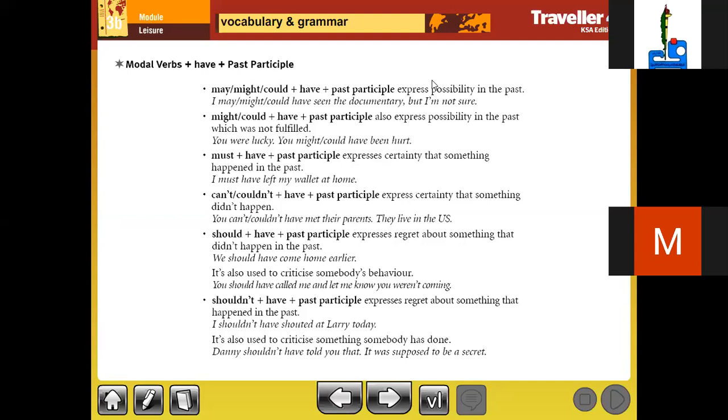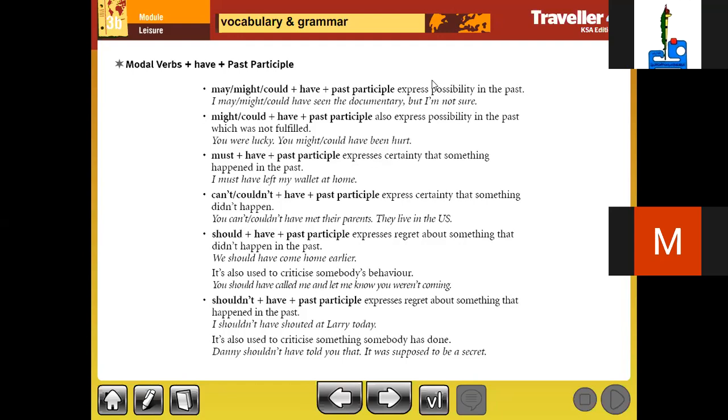يبقى should plus have plus past participle should وهاف والتصريف الثالث is used to express regret للتعبير عن الندم about something عن شيء happened in the past حصل في الماضي. Okay? Like when I say you shouldn't have wasted your time. ما كانش المفروض تضيع وقتك, but you already wasted your time ولكنك بالفعل ضيعت وقتك.